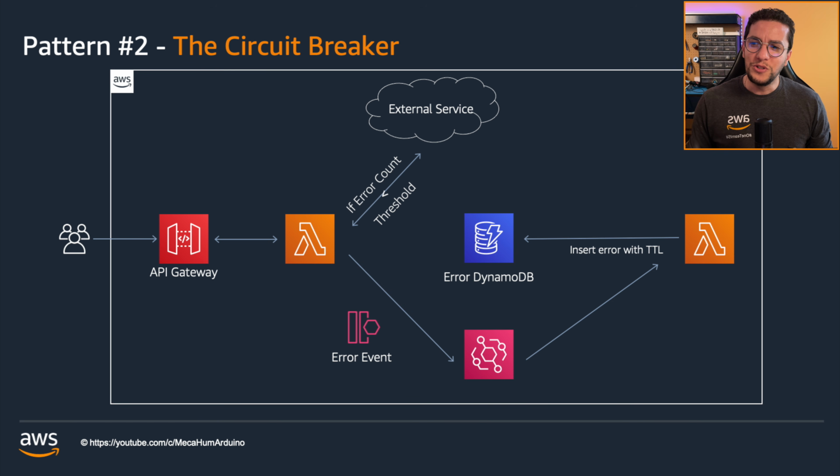So now you just want your Lambda function, the one calling the external service, to read from the table and check if there's an entry. If there's none, then Lambda is going to try. But if there's an entry present there saying that there's something wrong with the external service, the Lambda function can just break the circuit right there, right then, and respond back to the API gateway, which will respond back to the client.